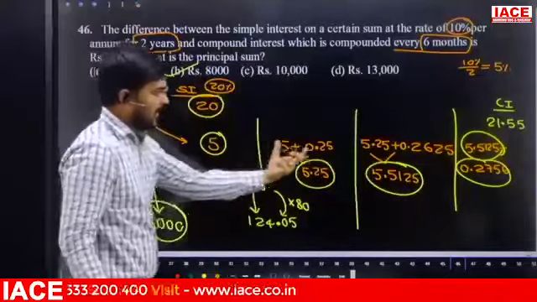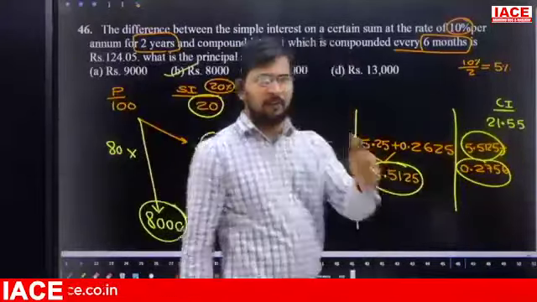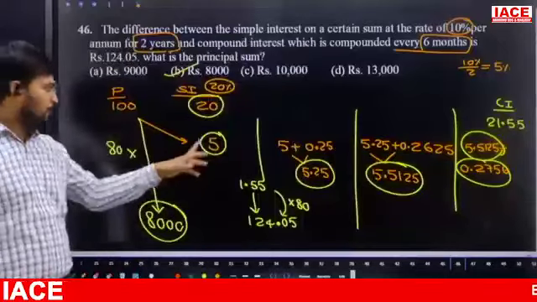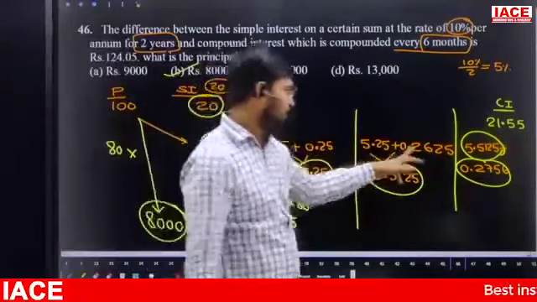First half year, second half year, third half year, fourth half year. All of you understood or not? So 5 plus 5, 10, 10 plus 5, 15, 15 plus 5, 20.